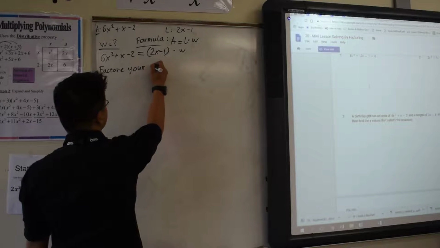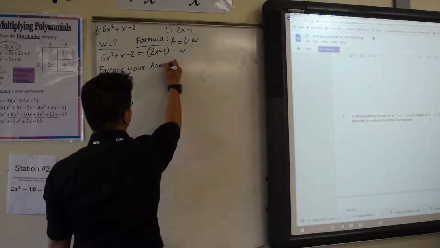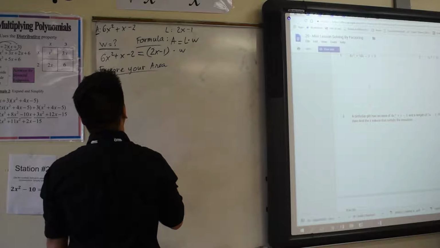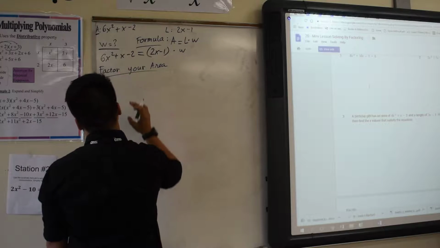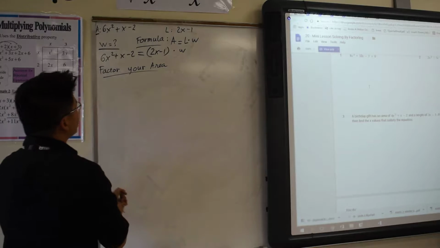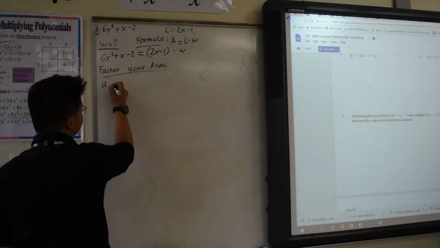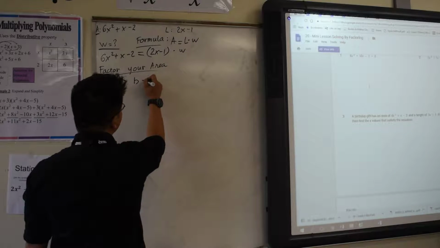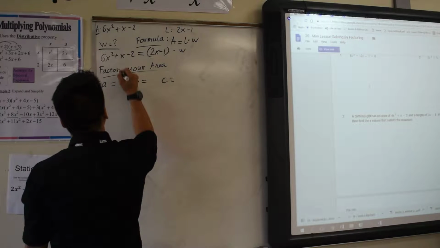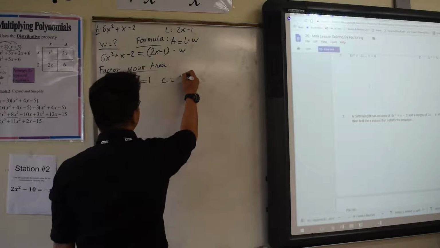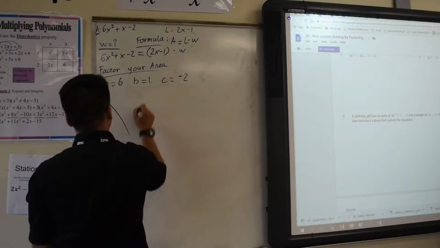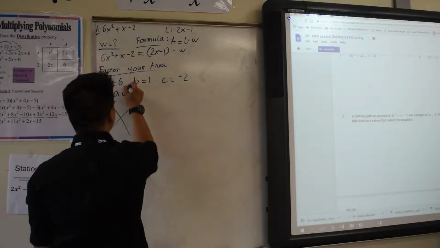your area. Alright. So now, factor your area. You have to identify your A, B, and C coefficients of your area. Your A will be 6, your B will be 1, your C will be negative 2. From there you can make the X, and you know all the good old stuff like that.